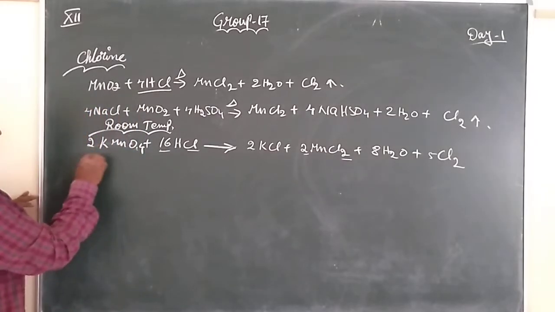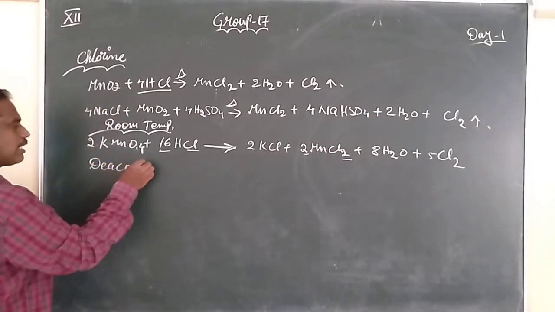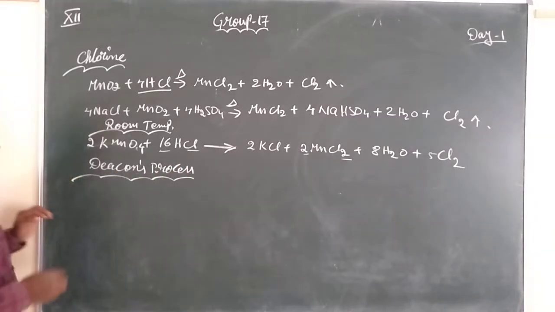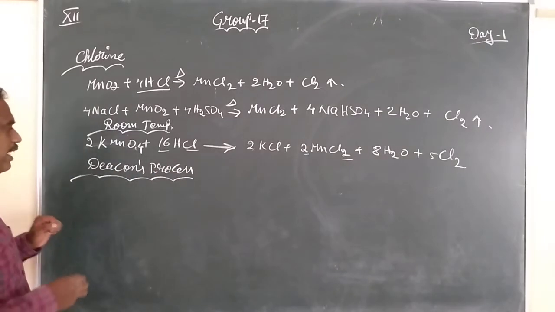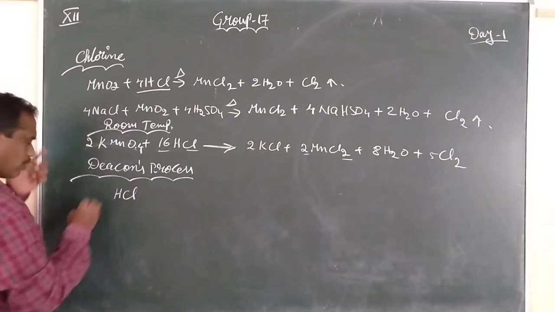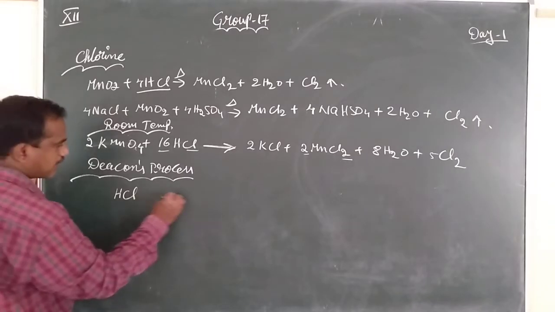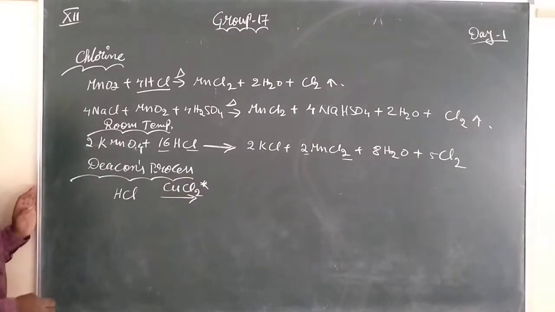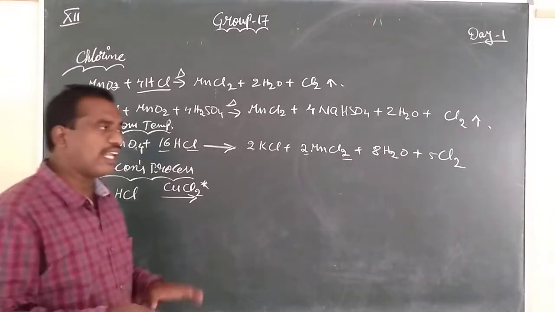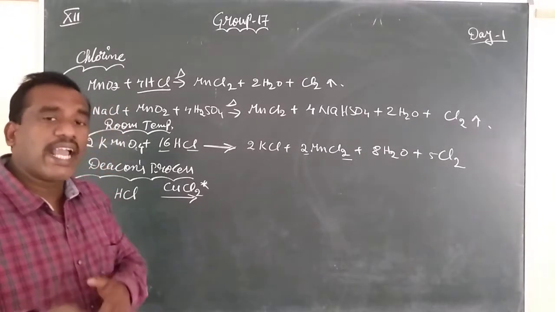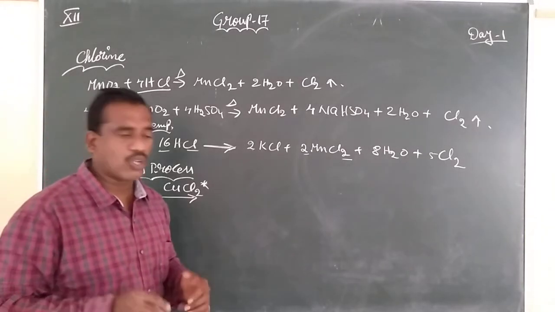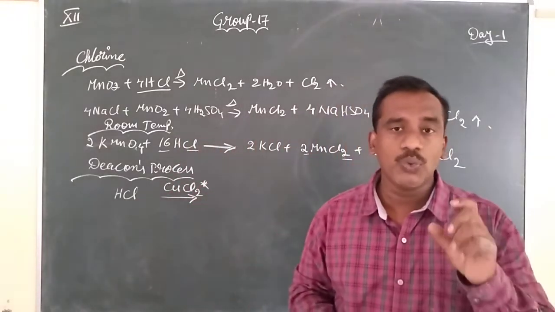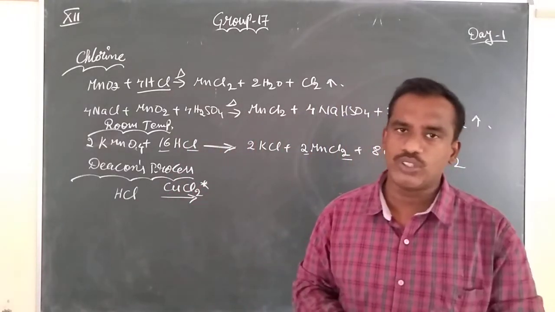And the next important manufacturing method is called the Deacon process. What is the Deacon process, children? You are going to heat hydrochloric acid in the presence of CuCl2 catalyst. Once have a glance over the reactions of chlorine, also how it reacts with the metals, non-metals, and the further uses also. At last we have the uses.